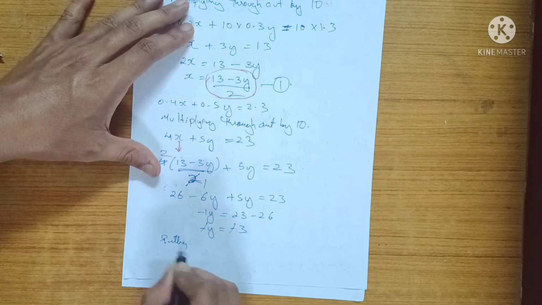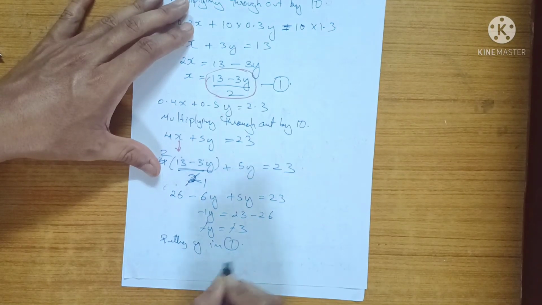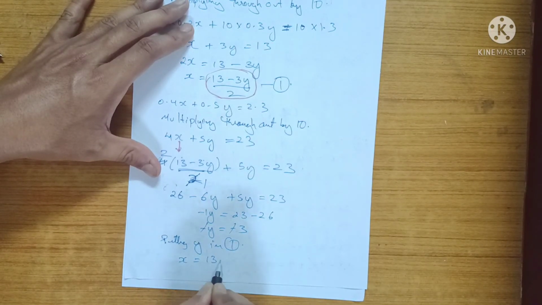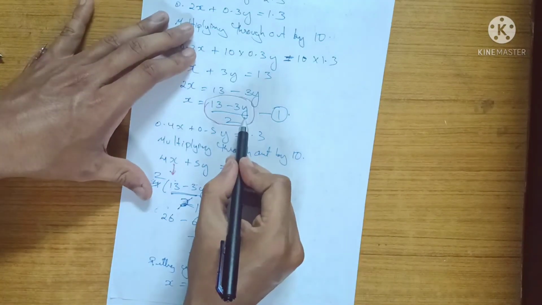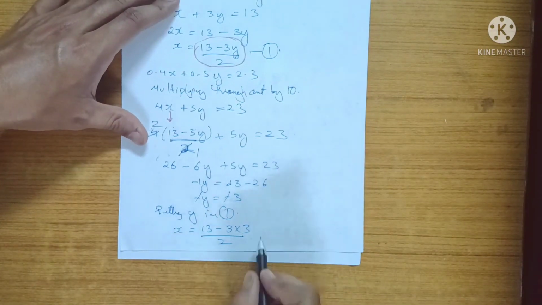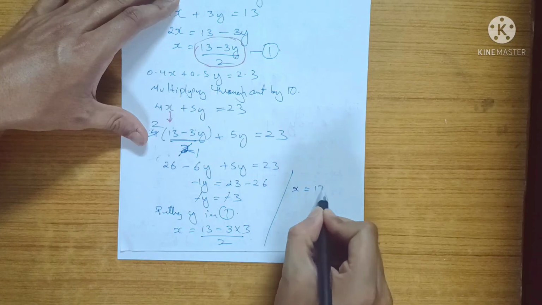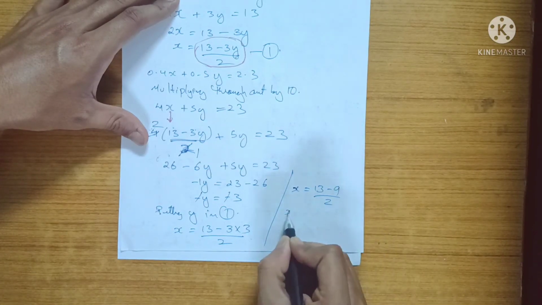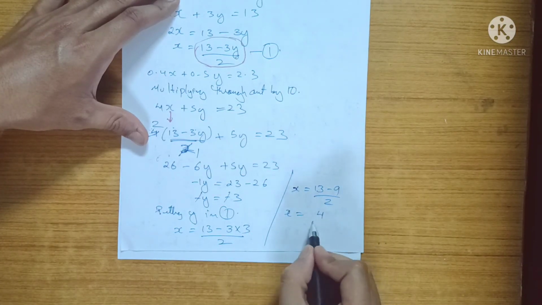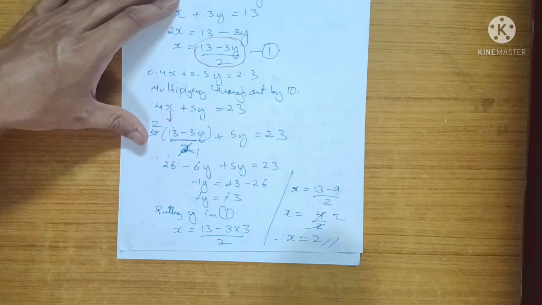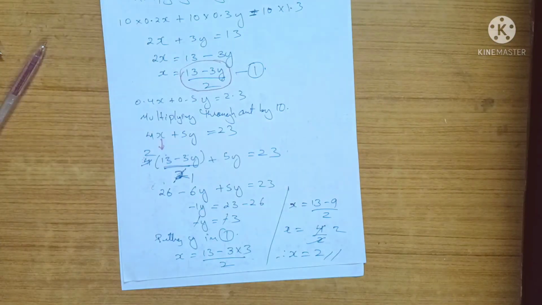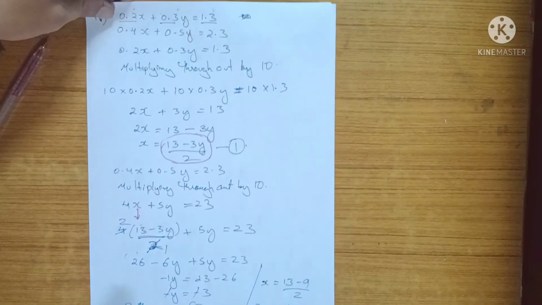So putting y in equation 1, x equal to 13 minus 3 into 3 by 2. See, this is equation 1, right? So instead of y, I'm putting 3, because y we got 3. So x equal to 13 minus 9 by 2. x equal to 13 minus 9 is 4. 4 by 2 is 2. Therefore, x equal to 2. Got it? So that's what it is.